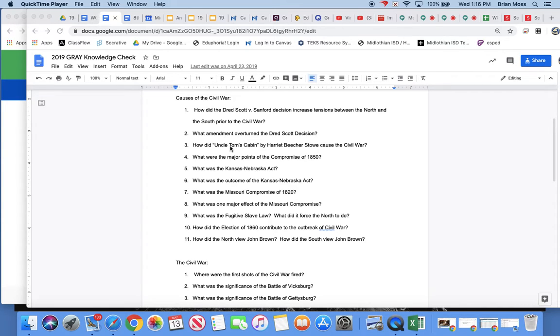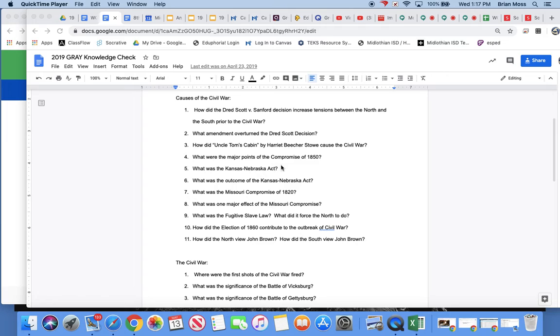How did Uncle Tom's Cabin by Harriet Beecher Stowe cause the Civil War? Well, this was a book highlighting the evils and the atrocities of slavery. Hundreds of thousands of people got a hold of this book, and the word got out about it, and this is what made up people's minds which side they were going to take, either pro-slavery or anti-slavery.